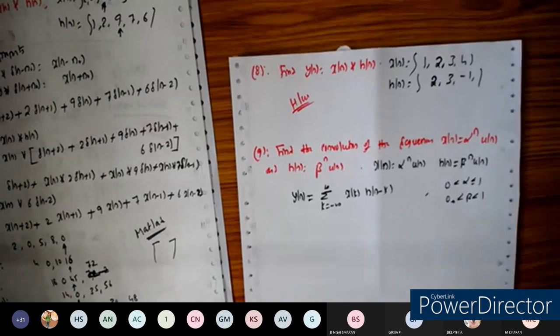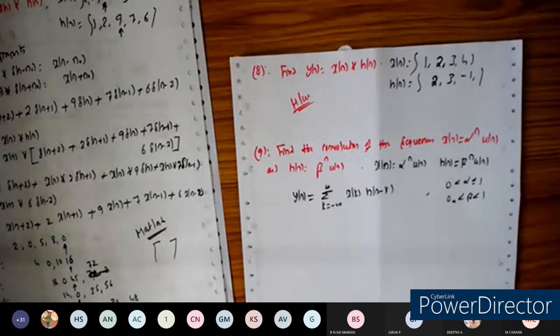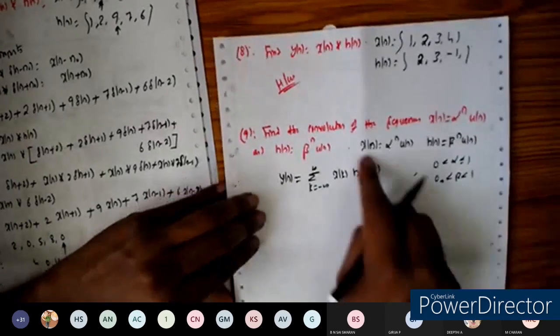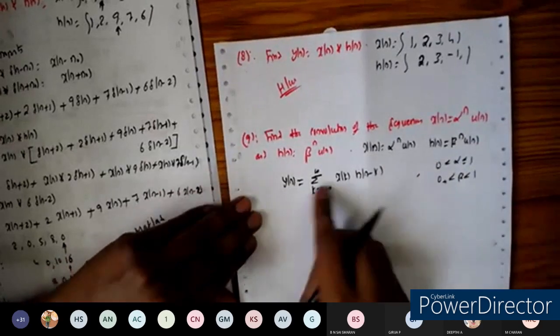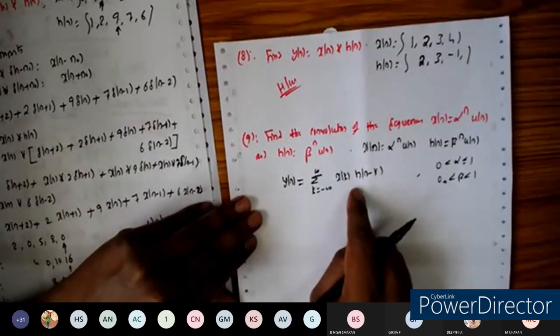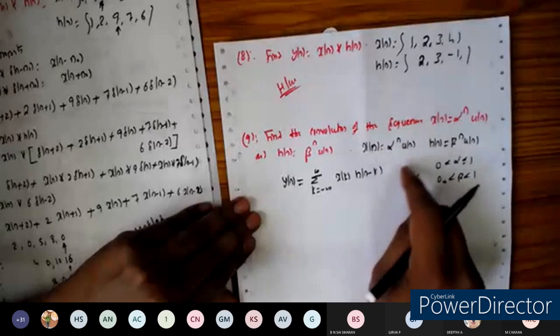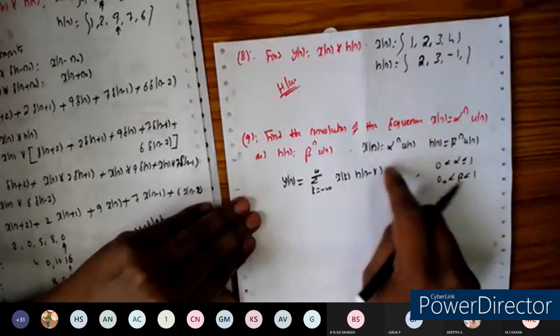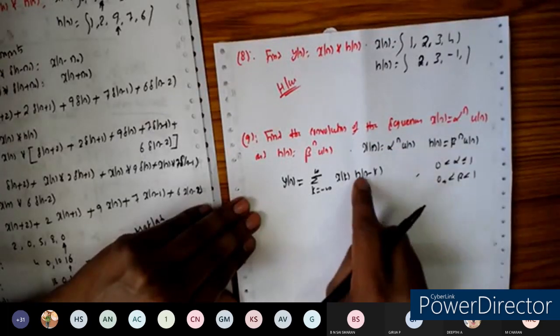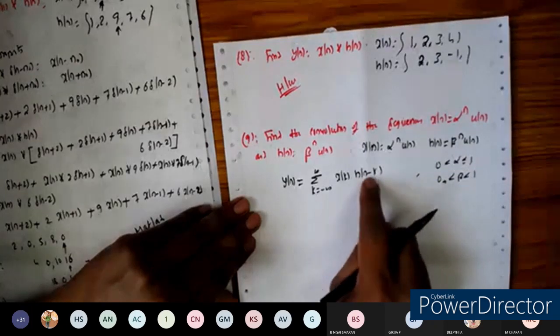So right, fine. Now we need to find the solution of this one. That is the convolution formula. Let us write the convolution formula. We have the sequence x of n, which is equal to alpha to the power of n into u of n here, and we have h of n minus k.